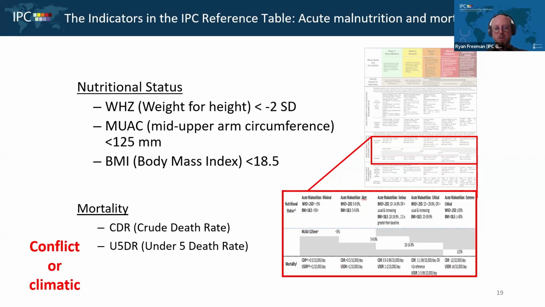I think what is important to note is that the IPC prioritizes weight for height, as it's seen as a more precise and informative indicator, versus the MUAC, which is still used, but only when weight for height is not available, as the MUAC doesn't have a threshold for each IPC phase. It actually has a threshold for 2 phases. So instead of having a phase 1, 2, 3, 4, and 5, you have 1 to 2, 2 to 3, 3 to 4, and 4 to 5.